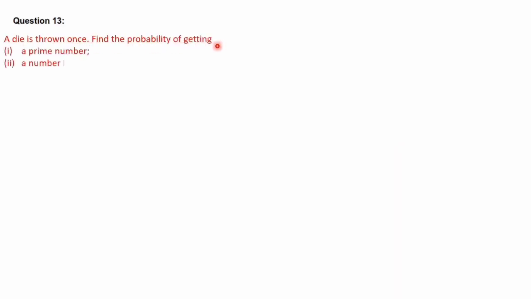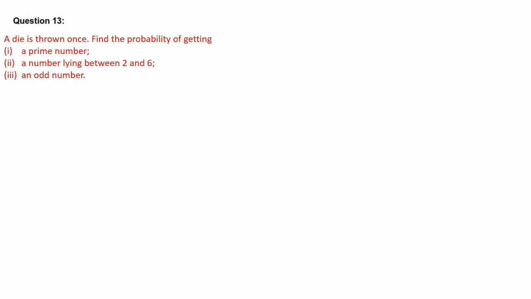Let's begin with question number 13. A die is thrown once. Find the probability of getting a prime number, a number lying between 2 and 6, and an odd number. The three probabilities we have to calculate. A die is thrown once.